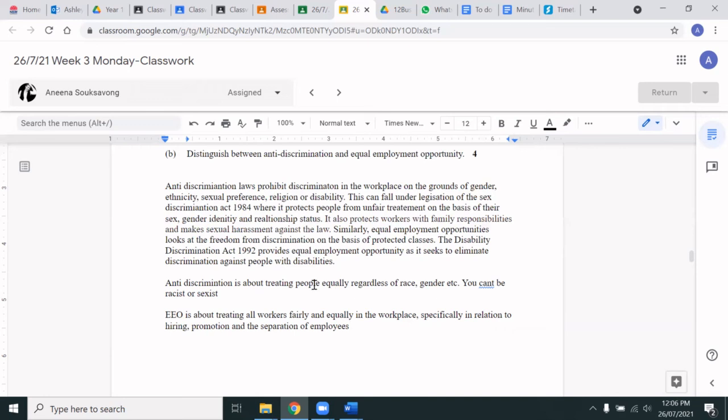But keep it simple. This here is about just general discrimination. This is about specific things: hiring, firing, and the promotion of workers, promoting them or not based on their ethnicity, based on their gender, etc.